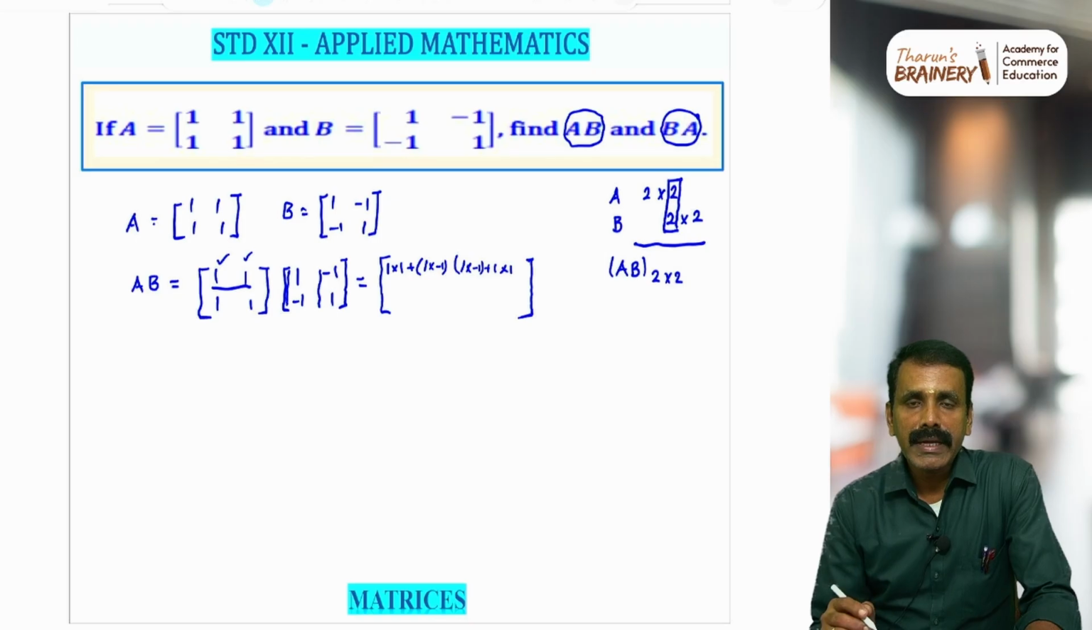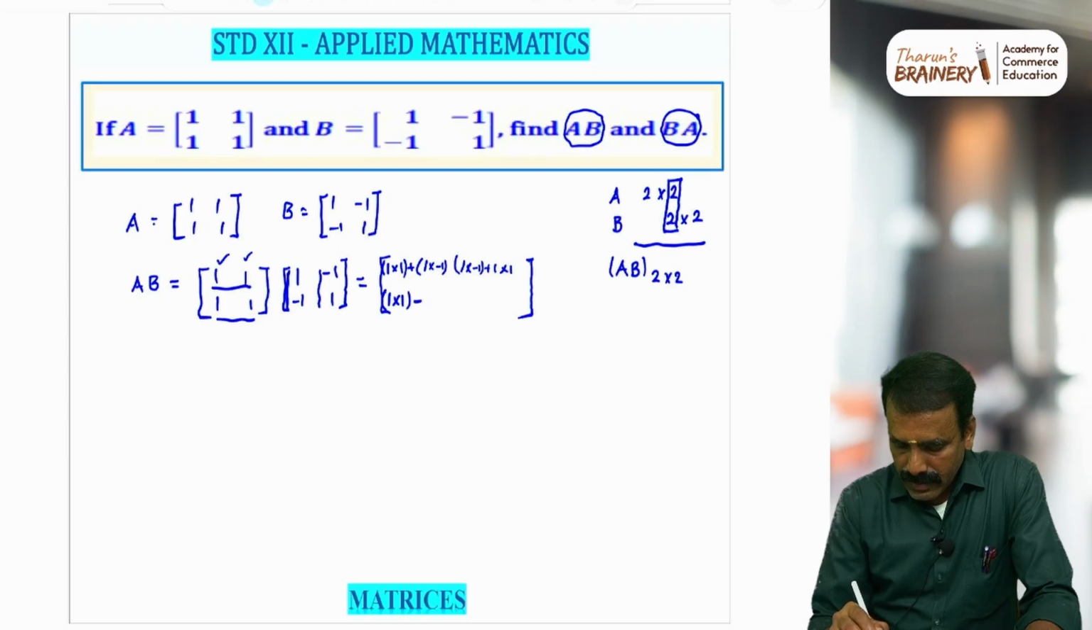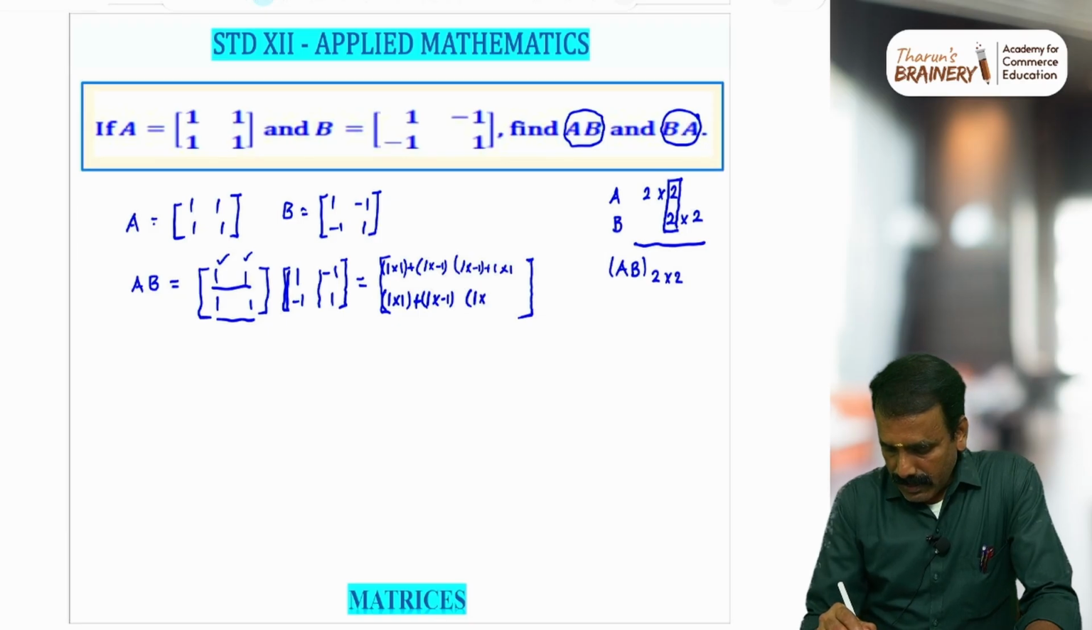Next we move on to the second row. Again the same process, the row elements will be multiplied with the column elements. So we start multiplying. First element multiplied with the first element. So 1 is multiplied with the 1. Again 1 is multiplied with minus 1. Second element multiplied with the second element. 1 is multiplied with the minus 1. Next 1 is multiplied with the minus 1, plus 1 is multiplied with the 1.